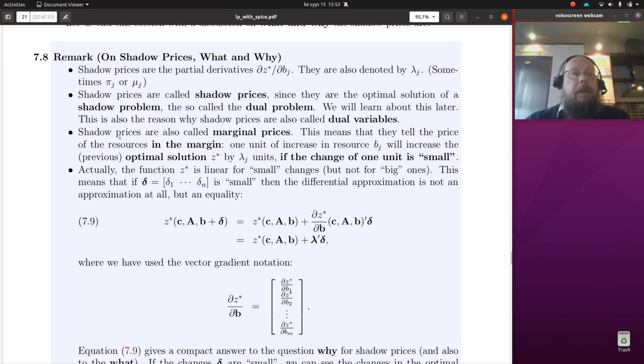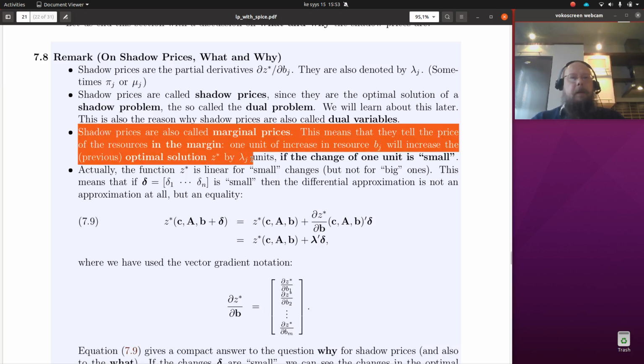So I think this one here, the marginal price interpretation, is, at least for me, the most natural one. This is the way I think of shadow prices. Okay, and that's maybe the most important thing to understand here. So let's see if I can paint this for a while.